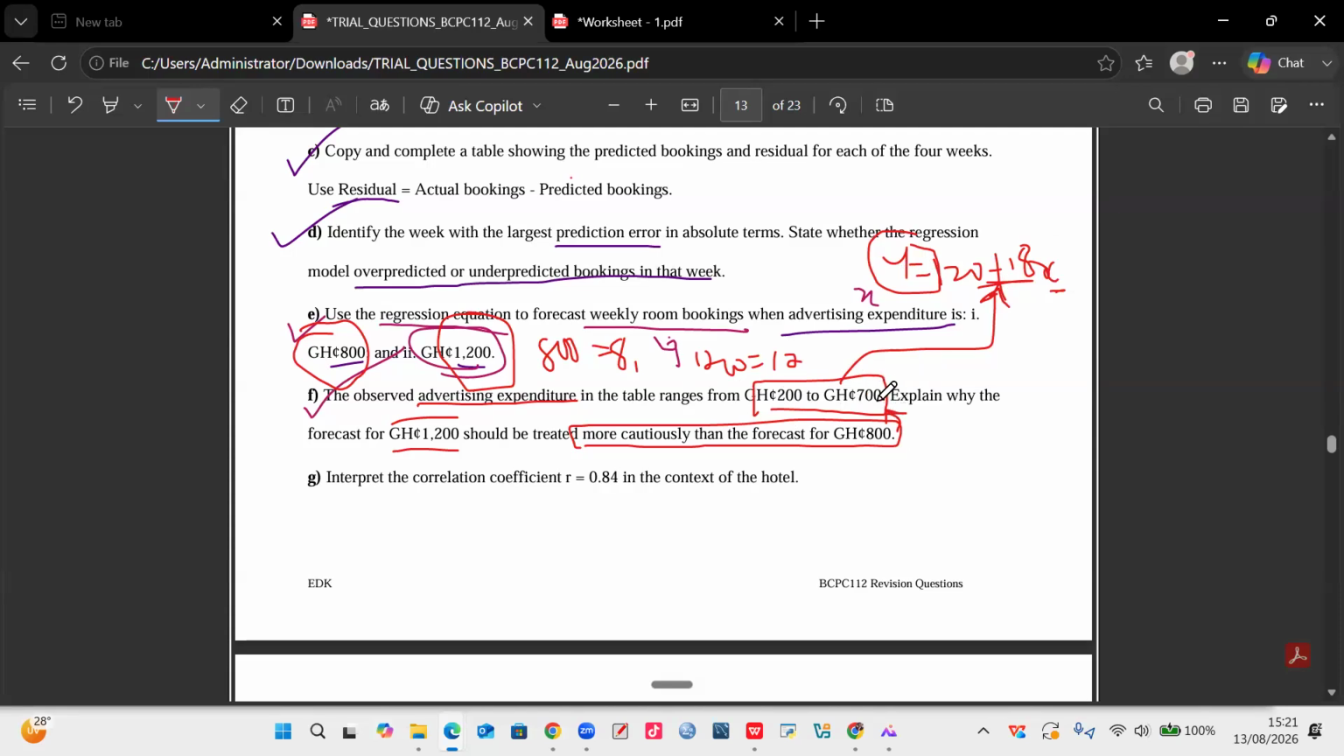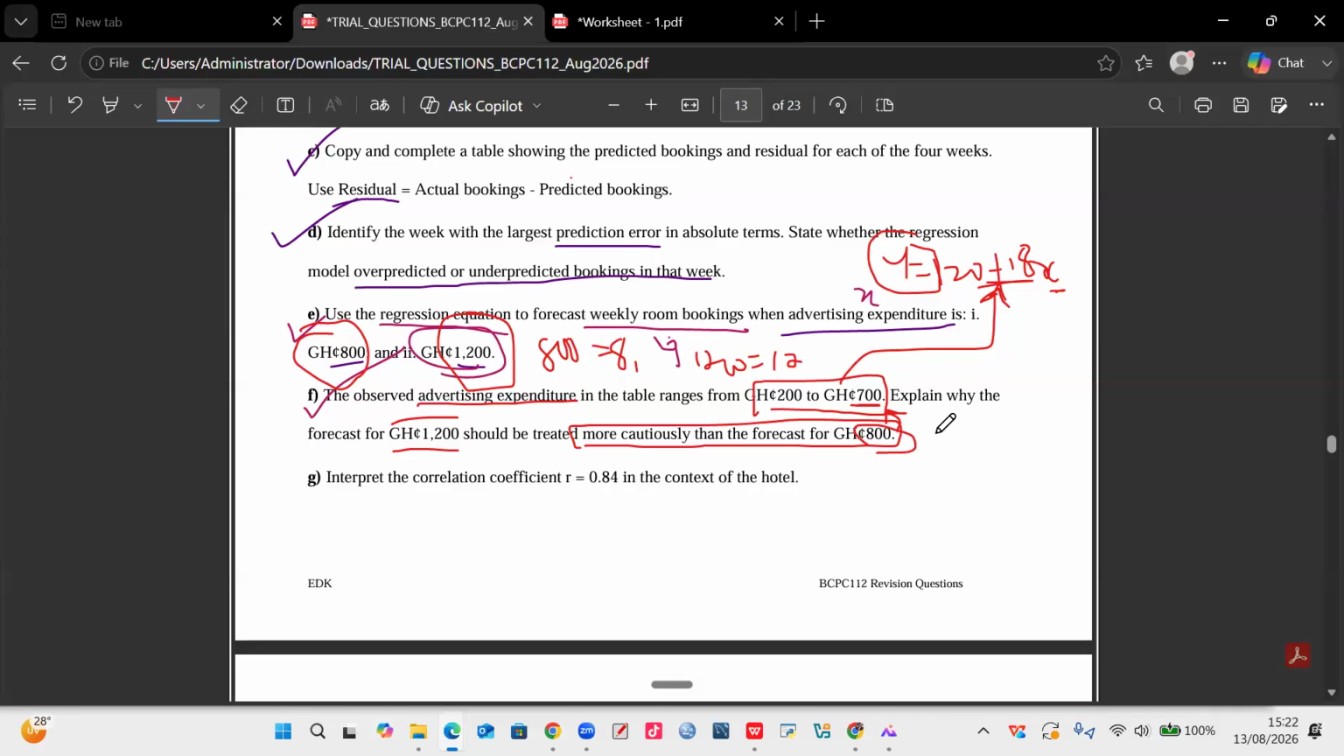A little bit above the 700, which is the upper limit, is the 800, which can also be predicted by the model. Are you getting it? However, 1,200 is on the higher side, far above the range for the advertising expenditure data set. As a result, this will not give us a proper picture of the weekly hotel bookings for decision making by management.